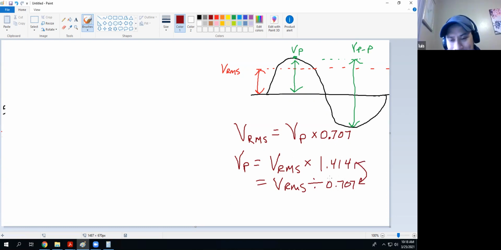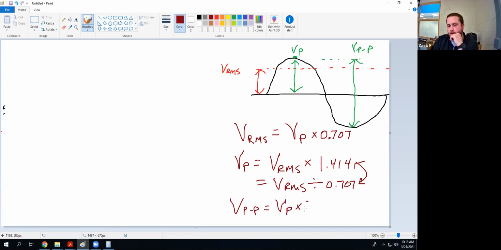That's what was confusing me, because I wrote down the first one about dividing. So I'm making sure. Thank you very much for those two. And the other one, V peak to peak, is V peak times 2, right? V peak times 2. Okay, that makes a lot more sense. Now this explains everything literally. Thank you very much. No problem. Anything else?